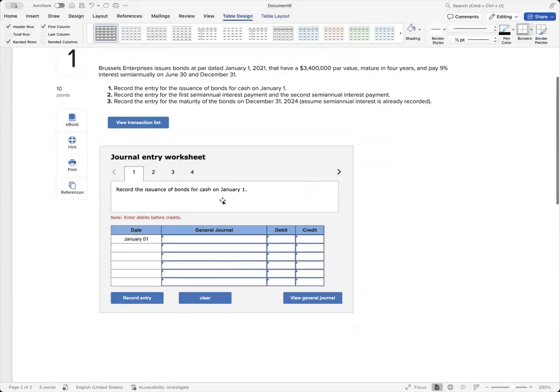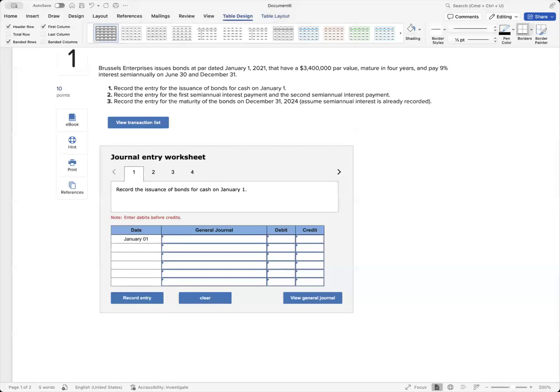Okay, so let's read it together. It says that Brussels Enterprises issues bonds at par dated January 1, 2021 that have a $3.4 million par value. They mature in 4 years and they pay 9% interest semi-annually on June 30th and December 31st. And then the question asks us for some journal entries. It says, number one, record the entry for the issuance of the bonds for cash on January 1st. Then it says record the entry for the first semi-annual interest payment and the second semi-annual interest payment.